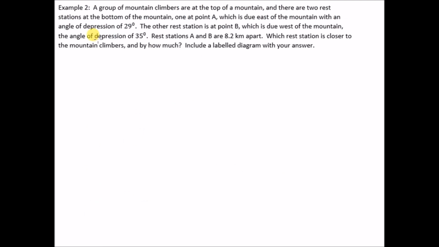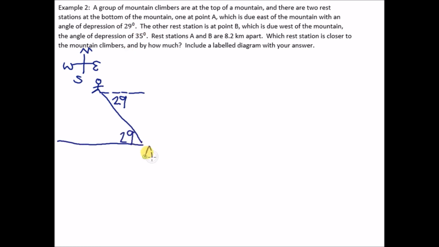Mountain climbers are at the top of the mountain, and there are two rest stations at the bottom of the mountain, one at point A which is due east. So as soon as I hear this, I go never eat shredded wheat. East of the mountain with an angle of depression of 29 degrees. So the mountain climbers are up here. This is 29 degrees. That means this is also going to be 29 degrees.